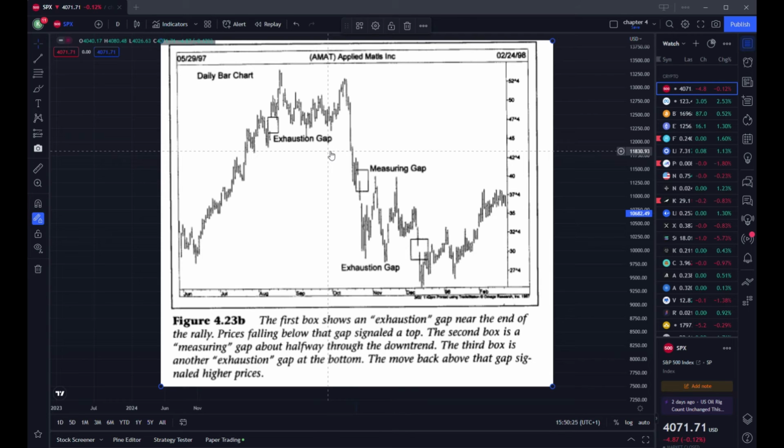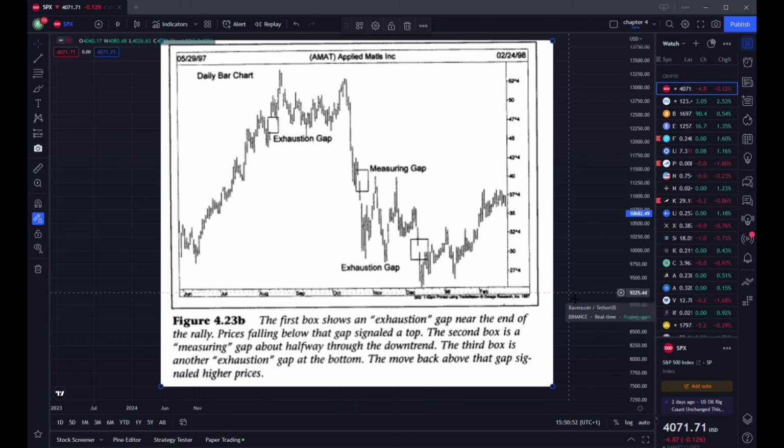Next up you have a measuring gap, and these most of the time happen at about half of the downtrend. As you can see, he also took the best pictures he could find, but you'll see it's a downtrend, and almost the same amount it went down again after the measuring gap. And then you have the exhaustion gap again, which is basically going to be a trend reversal at the same time, because this is going to be a rally and this is a rally on its own, right?